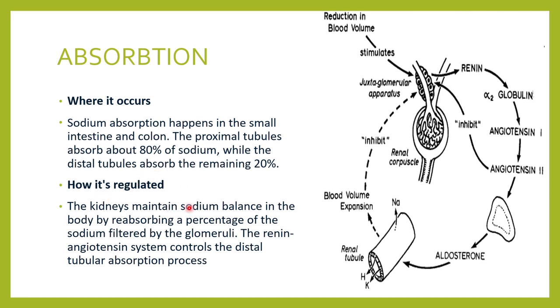And how is it regulated? The kidney maintains the sodium balance in the body by reabsorbing the percentage of sodium which is filtered by the glomeruli, through the renin-angiotensin system. Whenever there is a reduction in blood volume because of dehydration, vomiting, etc., it will stimulate the renin system, and that will stimulate the angiotensin, and that will help in the production of aldosterone. So what does aldosterone do? Aldosterone will reabsorb more and more sodium. Wherever there is sodium, there will be water. So the blood volume will expand. So this is regulated by the renin, angiotensin, aldosterone system.